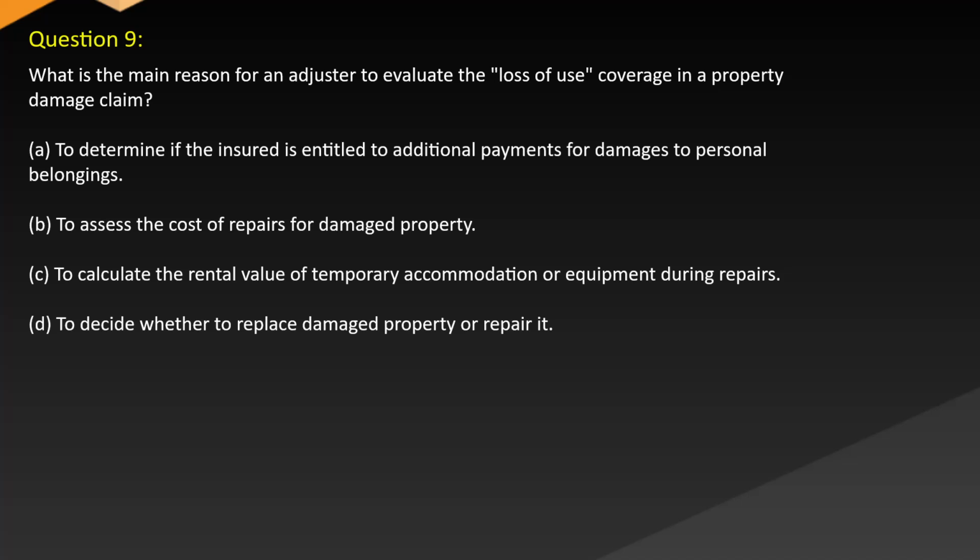Question 9. What is the main reason for an adjuster to evaluate the loss of use coverage in a property damage claim? A. To determine if the insured is entitled to additional payments for damages to personal belongings. B. To assess the cost of repairs for damaged property. C. To calculate the rental value of temporary accommodation or equipment during repairs. D. To decide whether to replace damaged property or repair it.